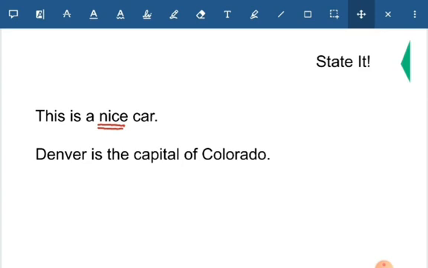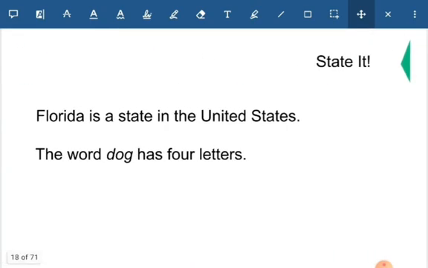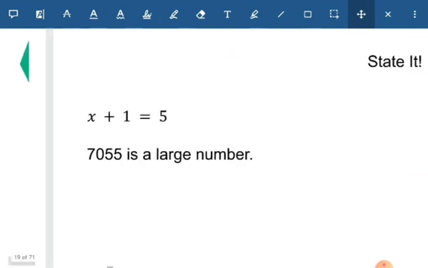Denver is the capital of Colorado. So, even though you don't know your geography, we can still verify this using a map, diba? So, this is a statement. Florida is a state in the United States. Again, we can verify this. So, this is a statement. The word dog has 4 letters. It doesn't. It only has 3 letters. But we know that, diba? We were educated how to count letters. So, this one is false. We were able to verify that it's false, so therefore it's a statement.